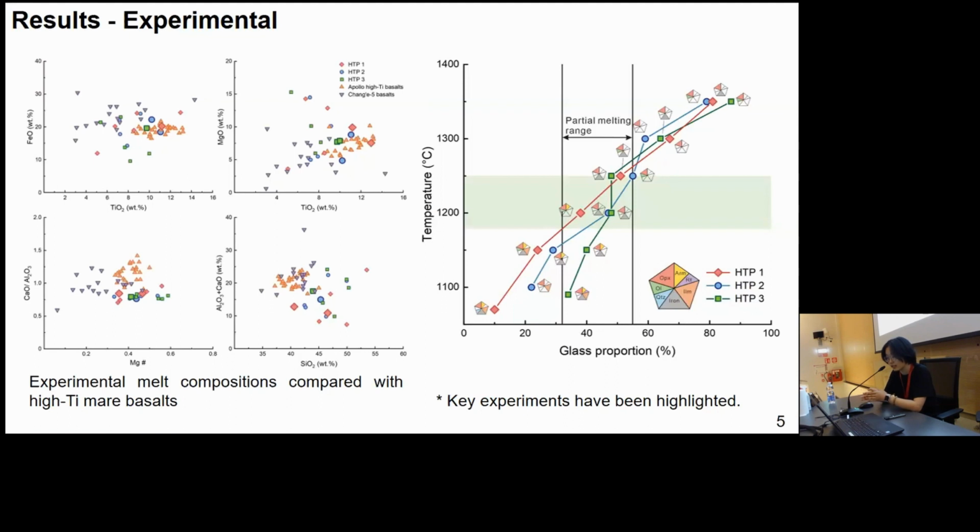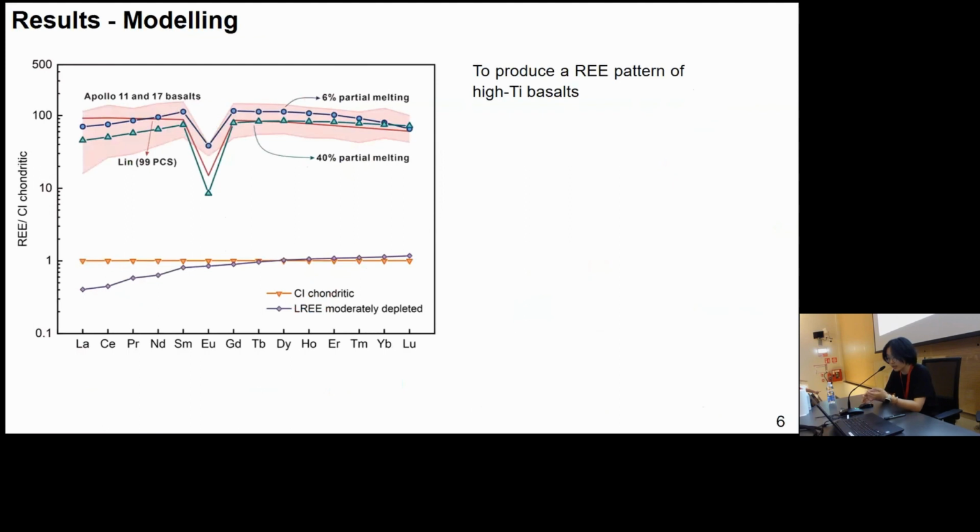And the right part is where we compared the temperature range from our key experiments. In this temperature range, the partial melting proportion is between maybe 30 to 50%. We know that the process is a complicated one, so we also tried to model the rare earth elements to find whether this way is also proper to match the natural samples' pattern.